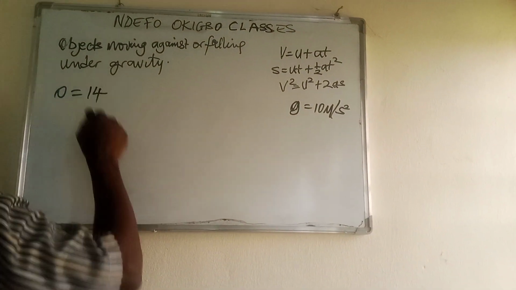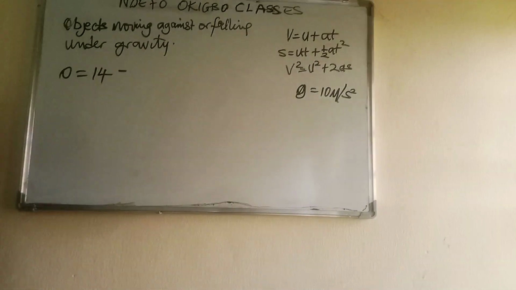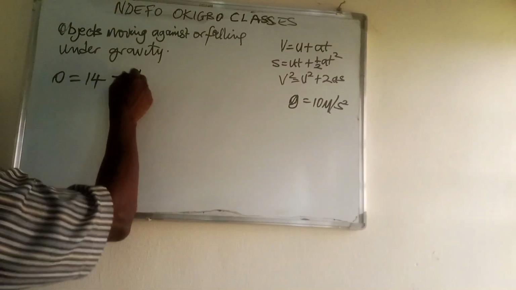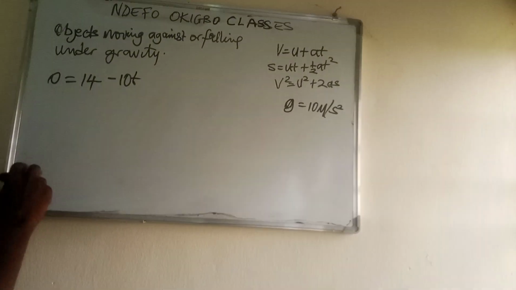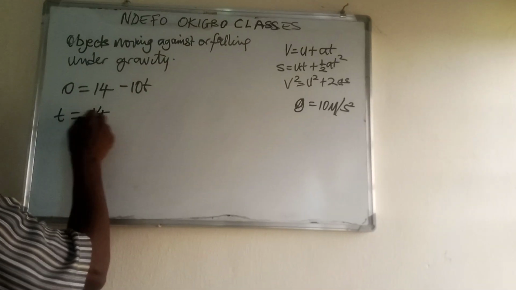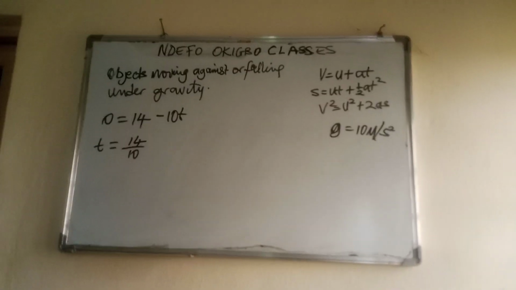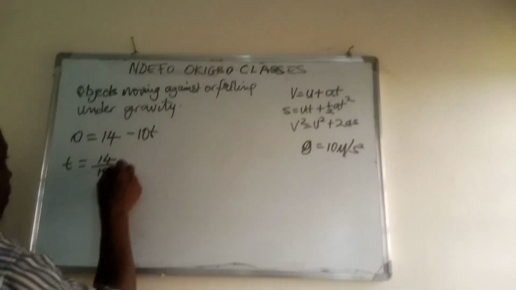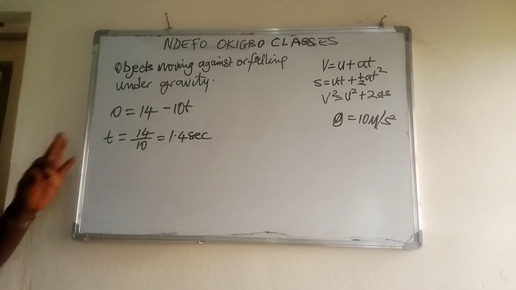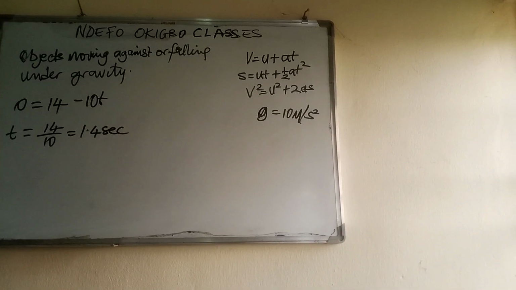14, then it is thrown up, so it's working against gravity. Minus. That's why it is minus, because it's working against gravity. 10 is the acceleration due to gravity, times time. So with this we can get the time. Time will be equal to 14 over 10, which is 1.4 seconds. So that's the time it uses to get to the highest point when the stone is thrown up.